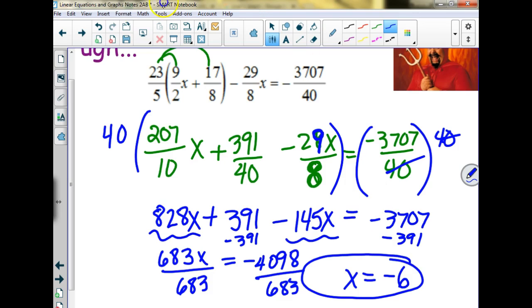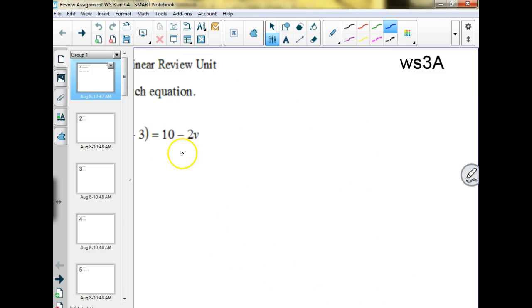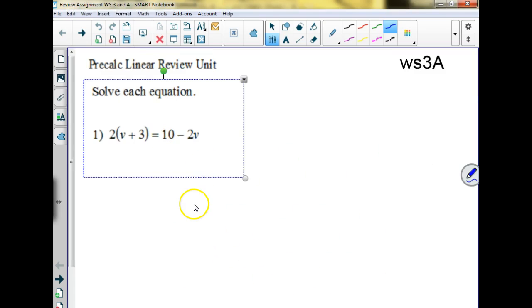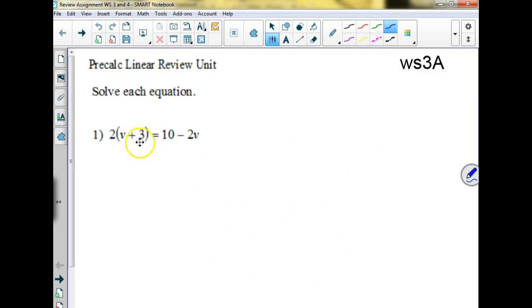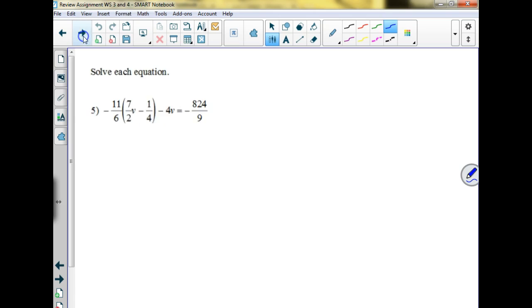Okay, so your homework was to work on worksheet 3, the odds. Did anybody run into a question you want to talk about right away? Number 5. Okay, I just did one like that, right? Oh, the answer?